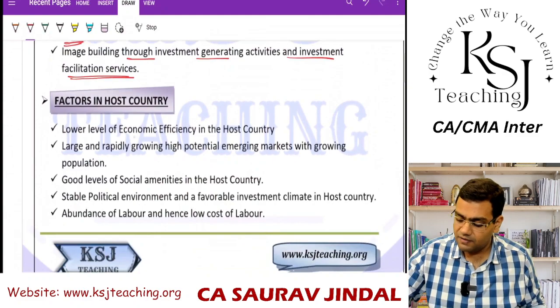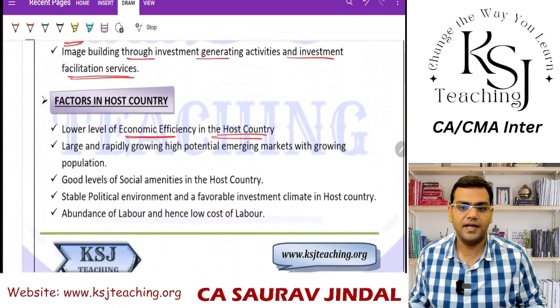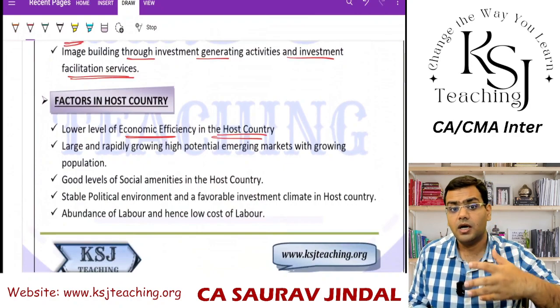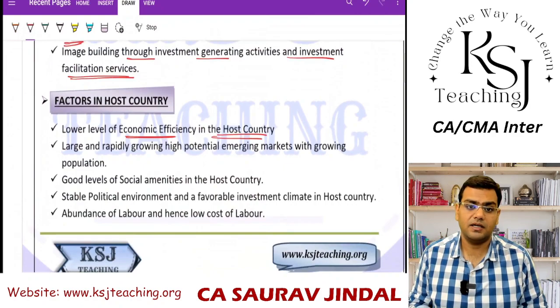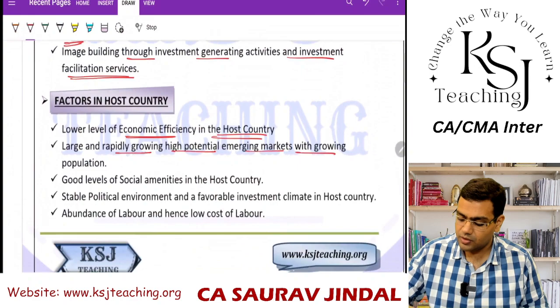The lower level of economic efficiency in the host country. FDI will definitely help in improving the economic efficiency. The economic efficiency means you have the resources, but you are not able to potentially use those resources in the right way. Large and rapidly growing high potential emerging markets with the growing population.